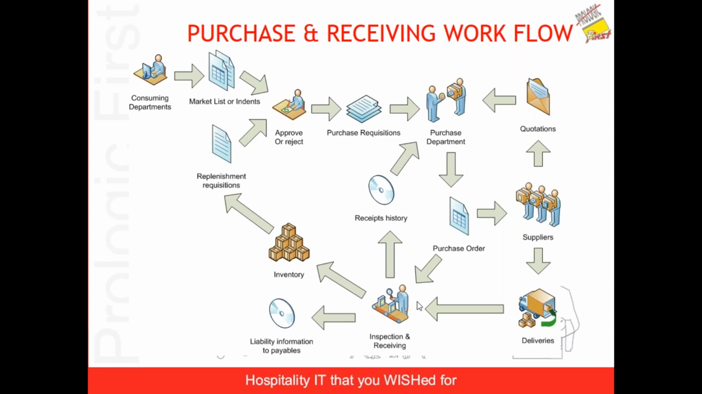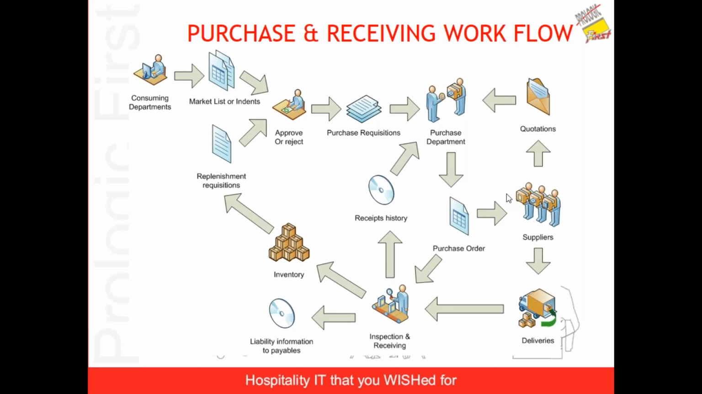At the time of inspection and receiving the items into the store, there is a store receipt history which is maintained in the database. Upon receiving the items after inspection and replenishing the inventory, the liability is booked by a click of a button, which informs the accounts payable to process the bills of the supplier for the goods that have been delivered. So this is a very typical, straightforward purchase and receiving workflow.